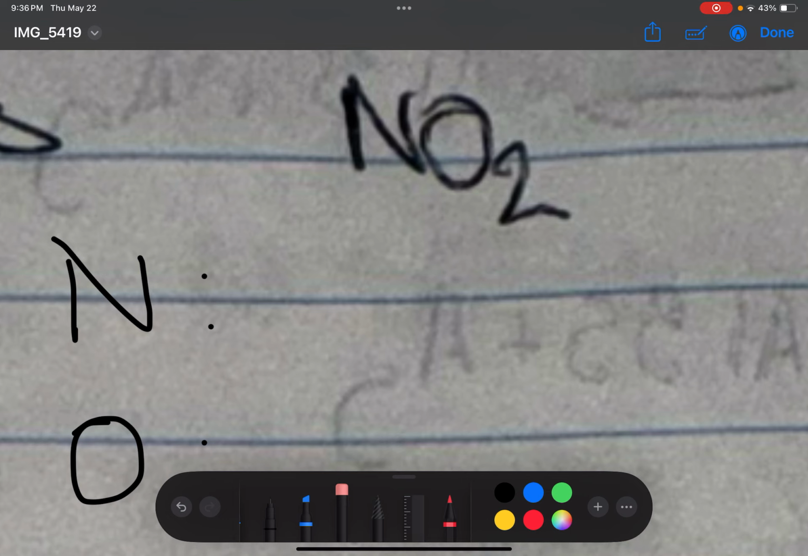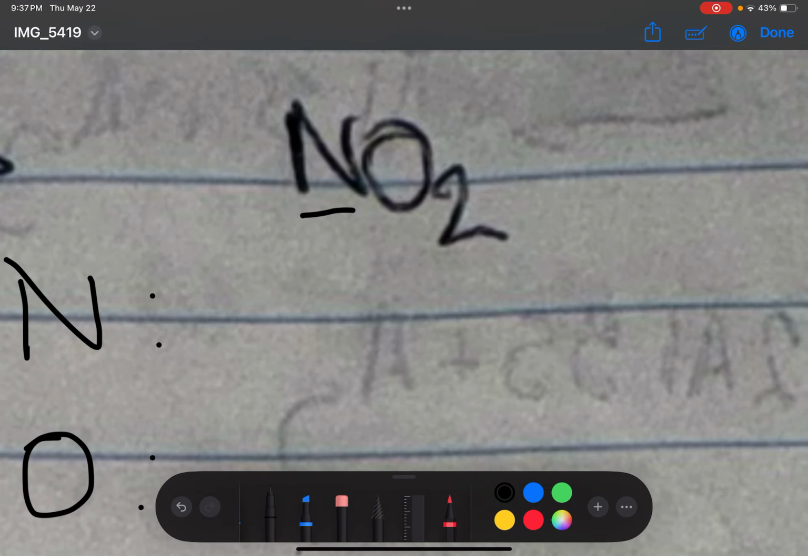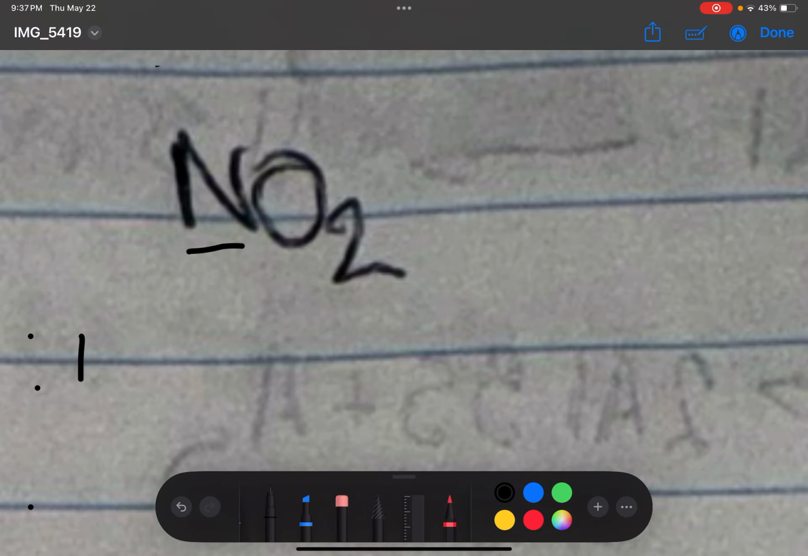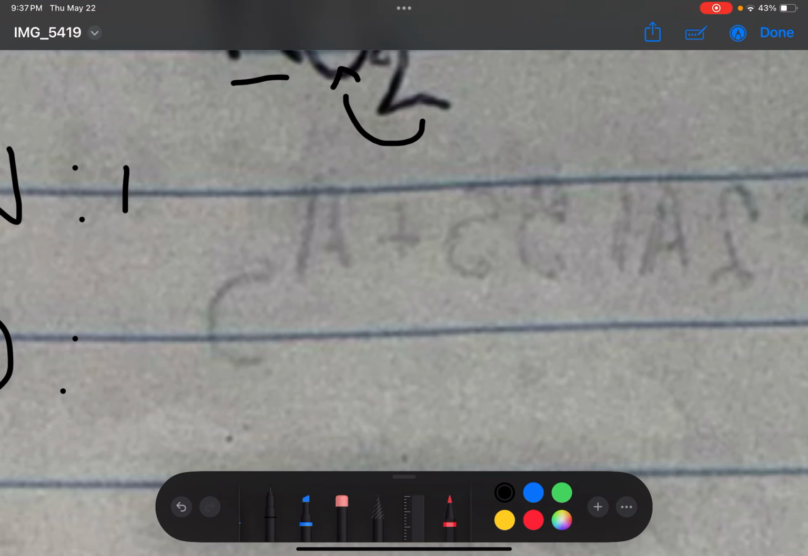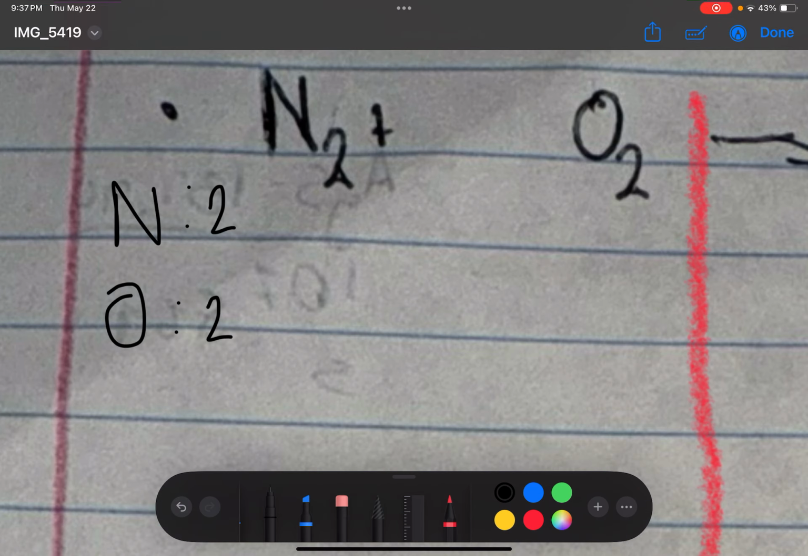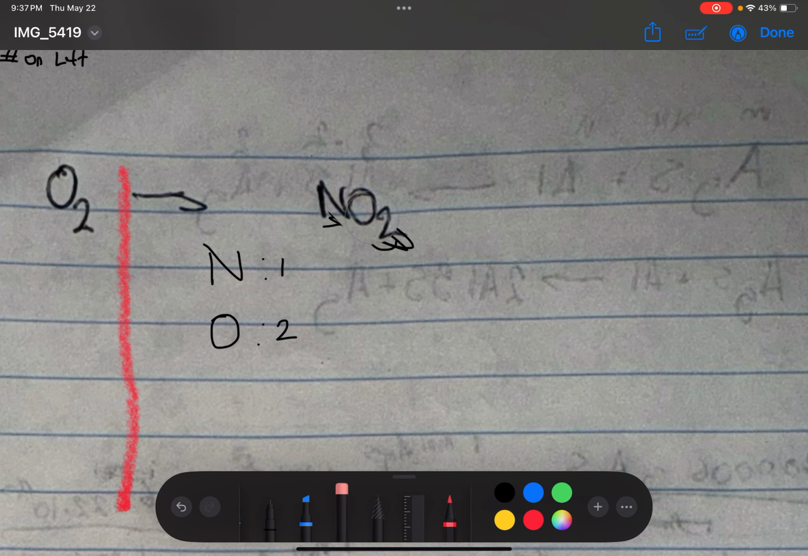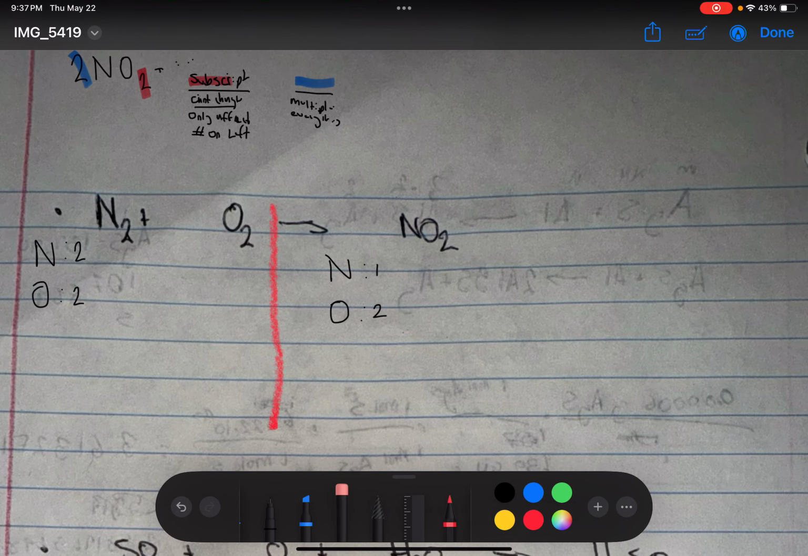Anyway, let's count. We have 1 N, because remember, the subscript only affects the number on the left. And then our coefficient is telling us that we have 2 O's, because that's the number on the left, 2. Now let's take a good little gander at our stuff. We have 2 N's, 2 O's, and then we have 1 N and 2 O's, right? So this is how we can do it.